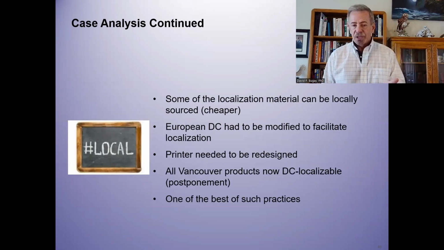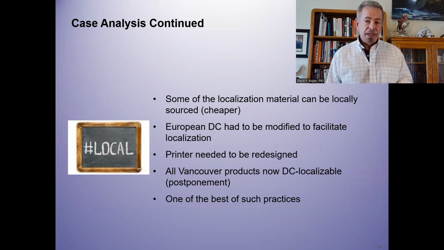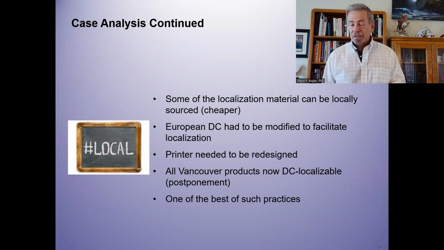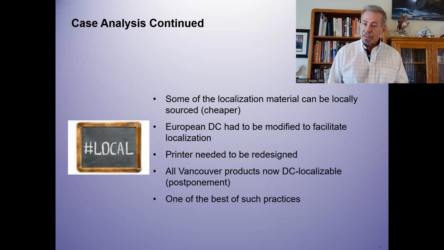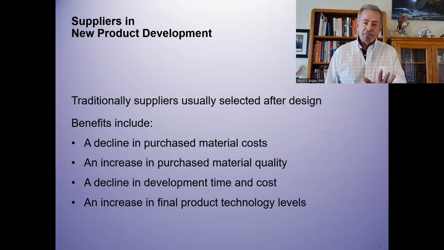Some of the localization material can be locally sourced whenever you can do that. At European, the DC had to be modified to facilitate the localization. The printer needed to be redesigned because the components, especially the power supply, played a major aspect of it, and the language. So focus in on that because Europe has multiple languages and those countries are actually small compared to the United States. One country can just be the size of 2 states put together, and all of a sudden they have their own specific language, and you have to customize your printer for that. So pay attention to all those details. Does it go left to right, right to left? Depends how it's out there. So look at the different aspects of it.